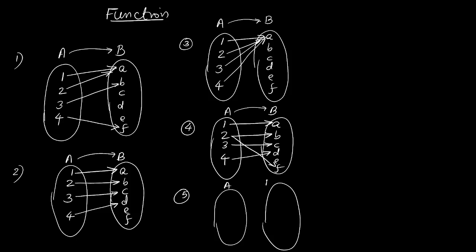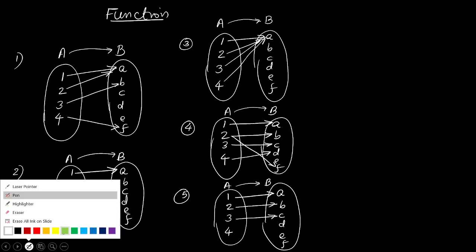A to B. 1 2 3 4, A B C D E F. So these are the relations from A to B. So how many relations can I define like this? I can frame 2 raised to mn relations. There are different ways I can form the relation. By changing the arrows, you will get different types of relations.